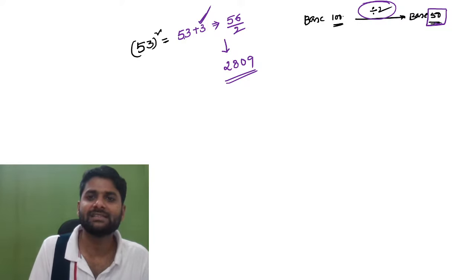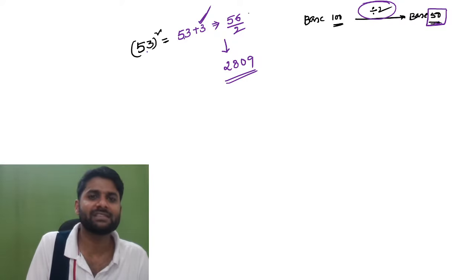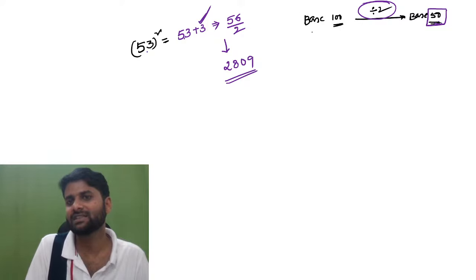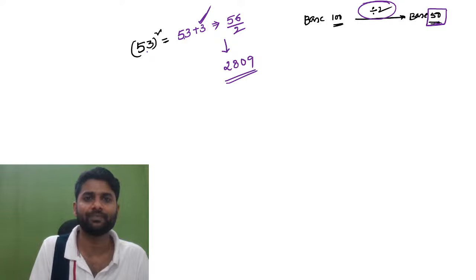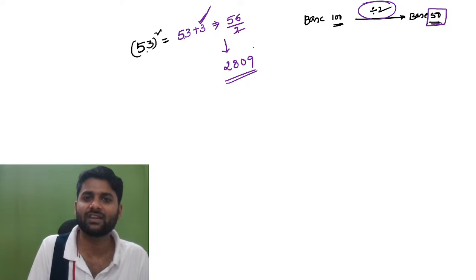Let me repeat. Instead of base 100, we have to consider 50 as the base. Now 53 is more than 50 by 3 units. Now 53 plus 3 is equal to 56. Why do we divide by 2? Because we are changing base 100 into base 50. If 56 is divided by 2, then it becomes 28. Now what is the square of 3? Square of 3 is 09. So is it clear?